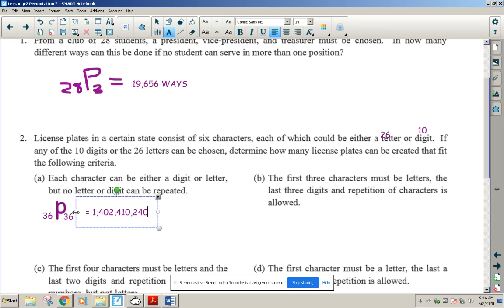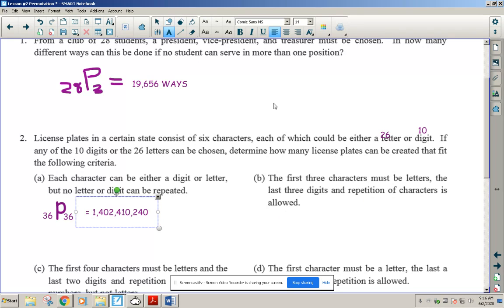And they didn't even get more crazy with saying uppercase, lowercase, or characters. Imagine how many different combinations that would be. The first 3 characters must be letters, and the last 3 digits. Repetition of characters is allowed.